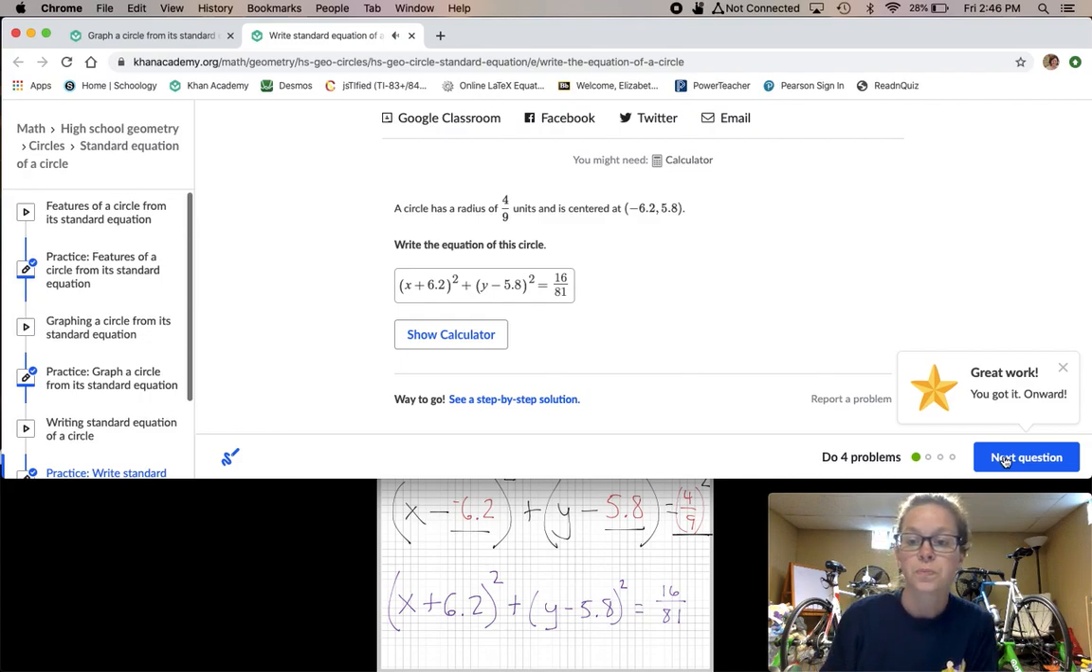All right, so you're going to have 3 Khan Academies on this, 1 on the distance formula, and then 3 on circles. What are the features? From the equation, create the graph, and from the features, create the equation.